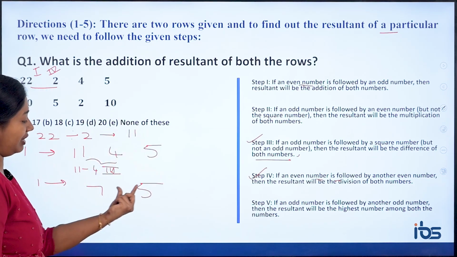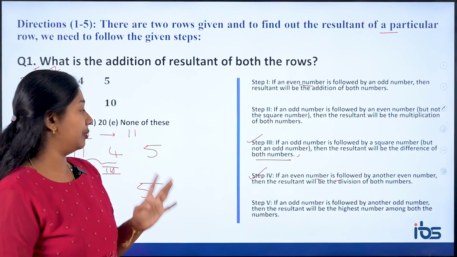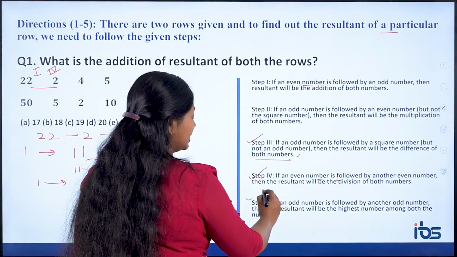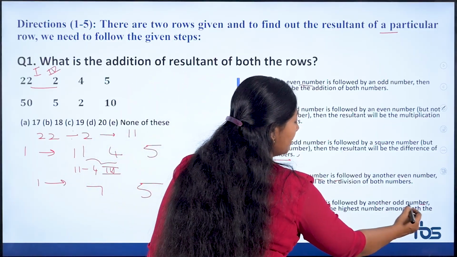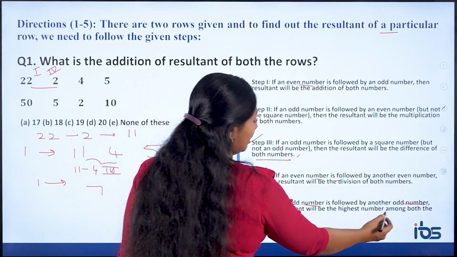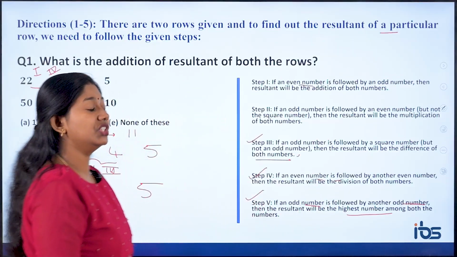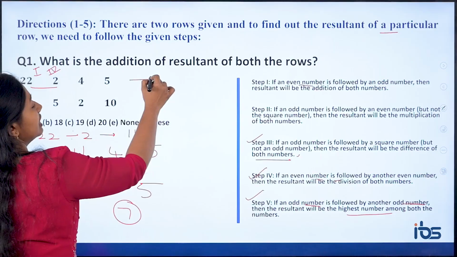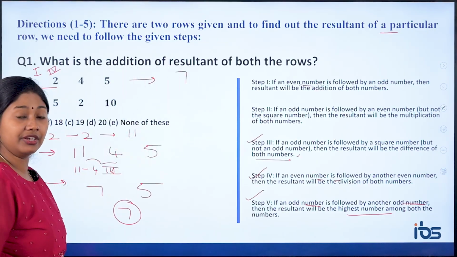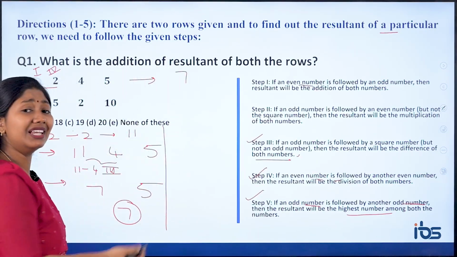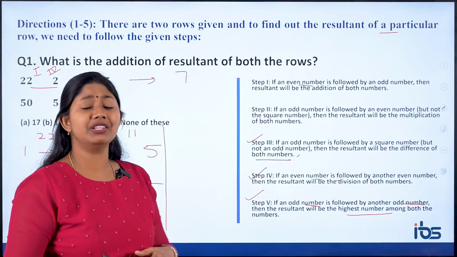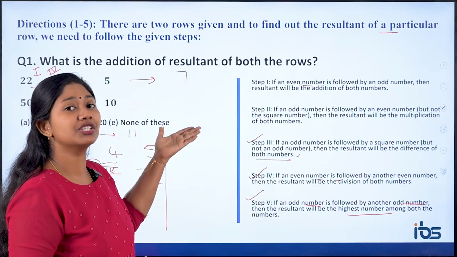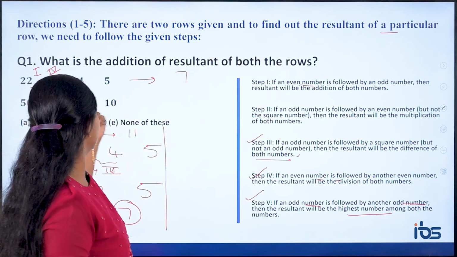Now we are left with 7 and 5. From there we will come to one value. So odd number followed by an odd number. If you follow step 5, odd number followed by another odd number, then the resultant will be the highest among the numbers. Which is highest among 7 and 5? 7 is the highest one. So the resultant of row 1 is 7. In the same way, it's very easy. The question seems to be lengthy, but it's very easy logic. You can easily score marks, and this was asked in the SBI clerk mains examination.